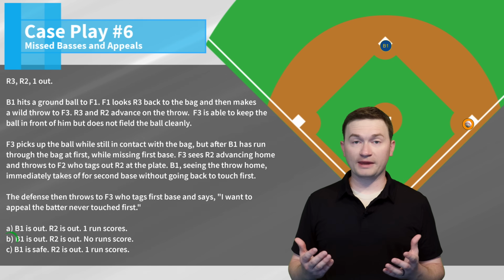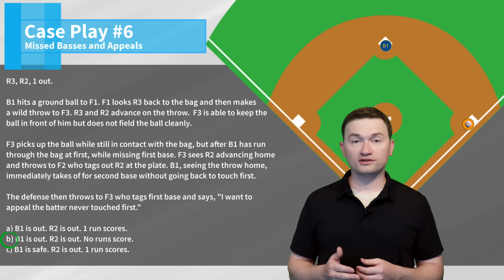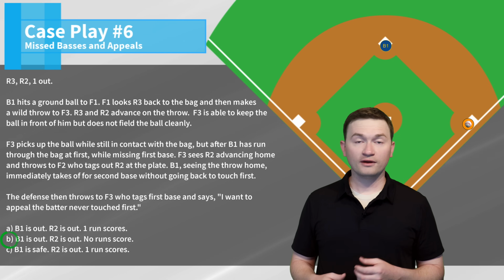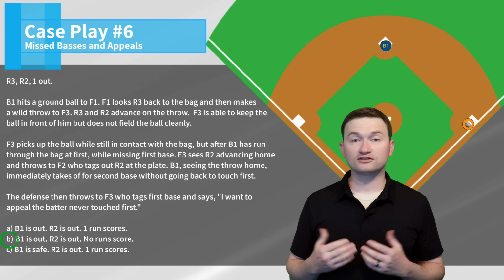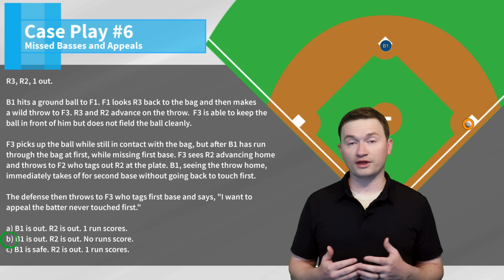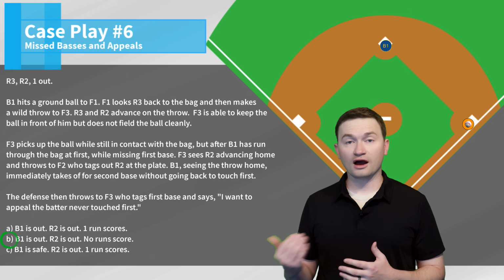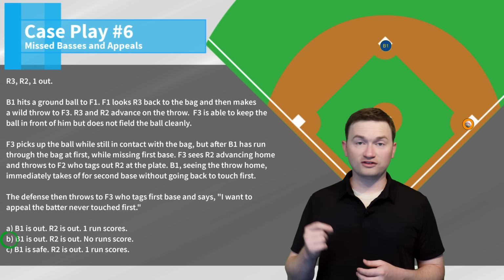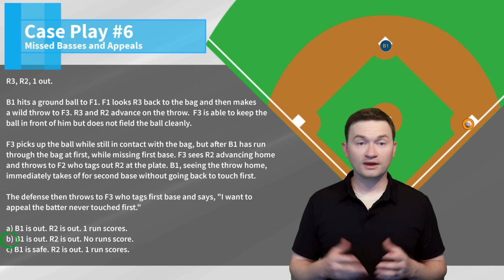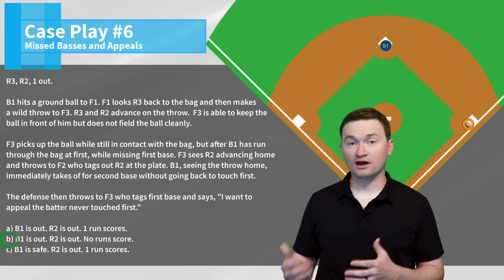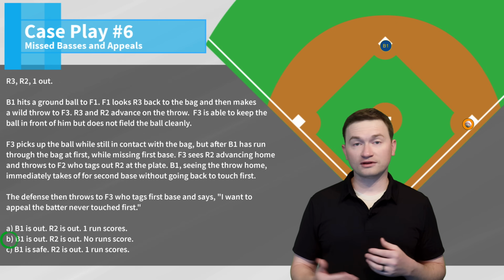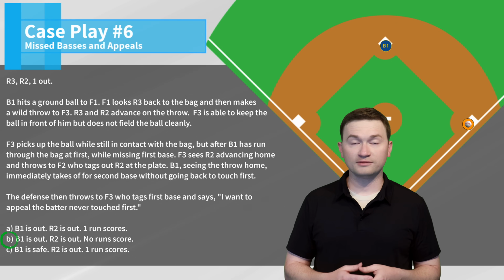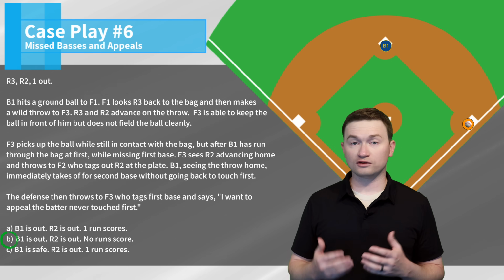The correct answer here is B. B1 is out, R2 is out, and no run score. The reason for this is that the third out is going to be made on the batter runner before they reach first. Yes, they've already gone past and gone to second, but the defense makes an appeal that they didn't reach the base that they were required to touch. With that base being the one they're required to touch, that's going to be the third out because it came after R2 was retired, so that's the third out and no runs will score.